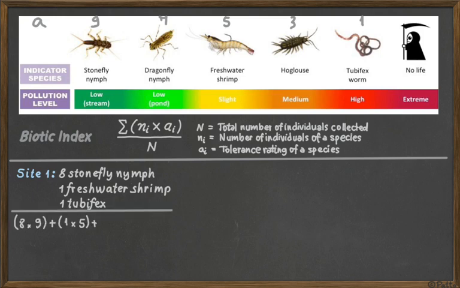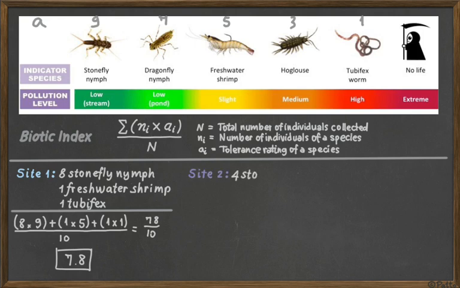Okay, so how do we do that? 8 stoneflies times 9 of its tolerance, 1 freshwater shrimp times 5 of its tolerance, and 1 tubifex worm times 1 of its tolerance. When we do that, we find a certain number, and divide by 10, because you have 8 plus 1 plus 1, so there are 10 individuals. This will be 78 divided by 10. This gives us a biotic index of 7.8.